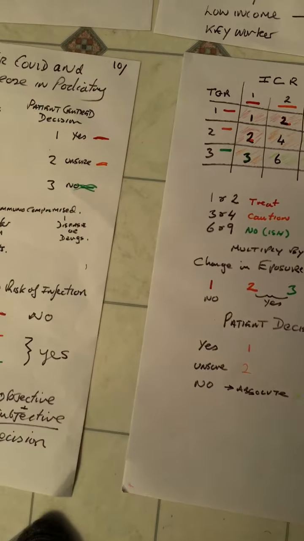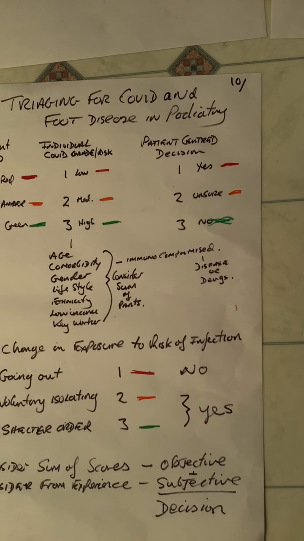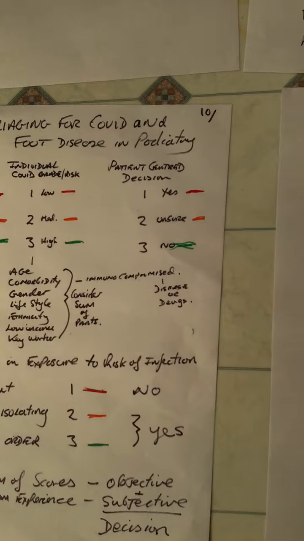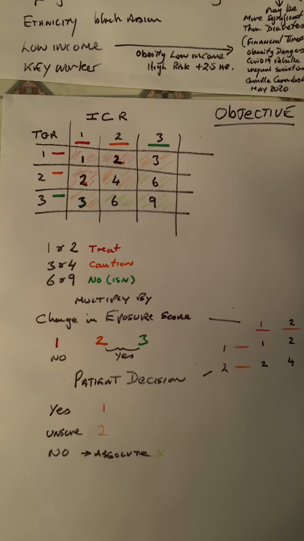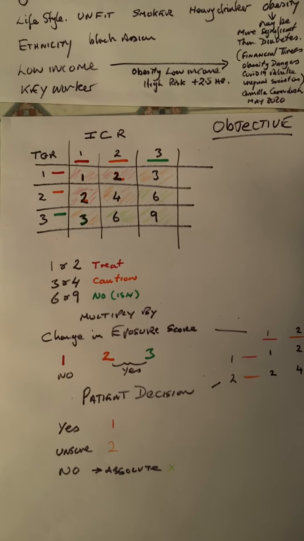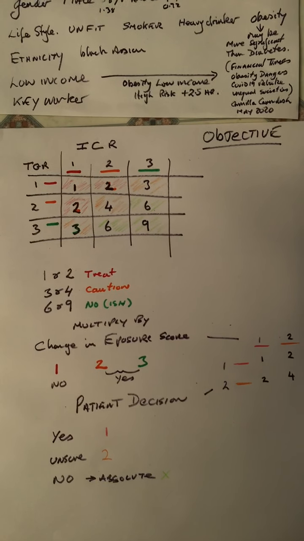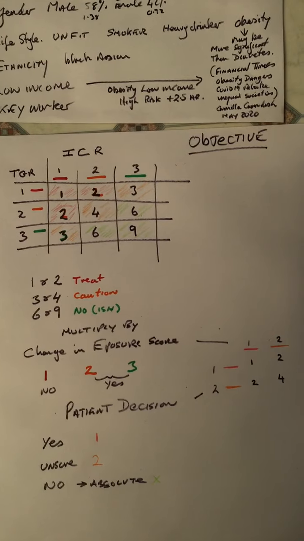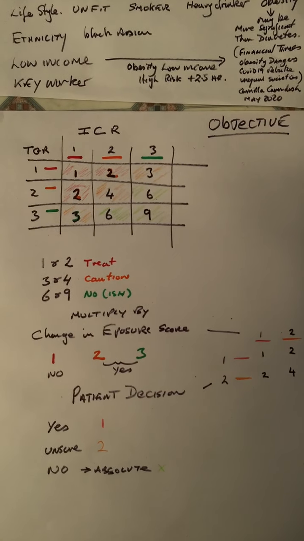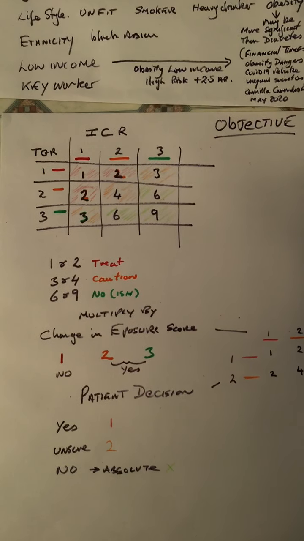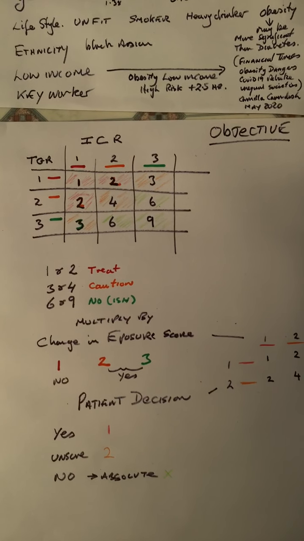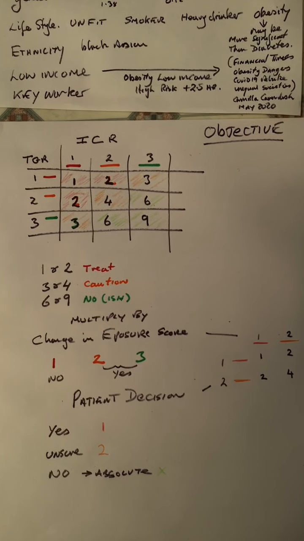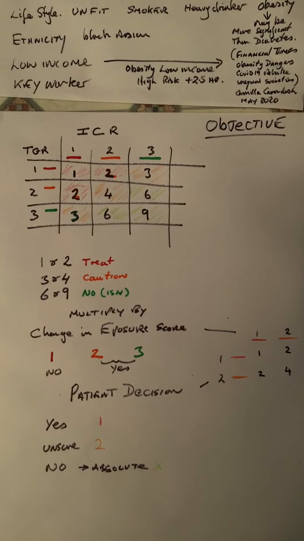So we've got the treatment grid risk and the individual Covid risk, so TGR and ICR. If we put those scores in a grid table like that, and we multiply across, 1 times 1, 2 times 2, 3 times 3, we get numbers. And if we put that down as a decision to treat, if it's 1 and 2, 3 and 4 is a caution, and 6 and 9 is a no-ish, unless there's something else which convinces you there should be.